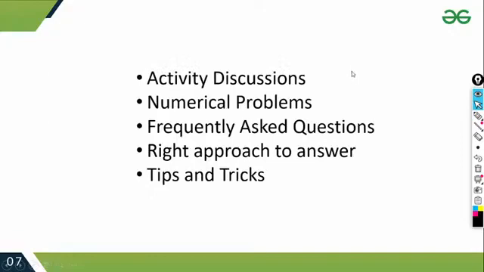And then I want you guys to know that we are not just going to cover the theoretical part of NCERT. We are going to cover the theoretical part as well as we'll have the activities discussion. So all the activities which are inside the NCERT book, we are going to discuss all of them. And we'll also be covering the numerical problems.